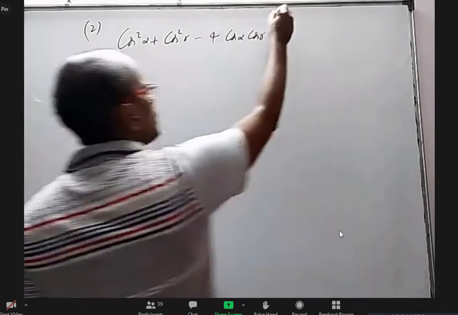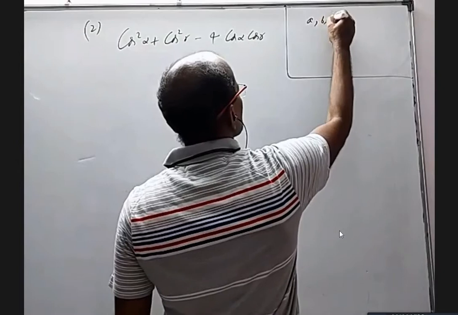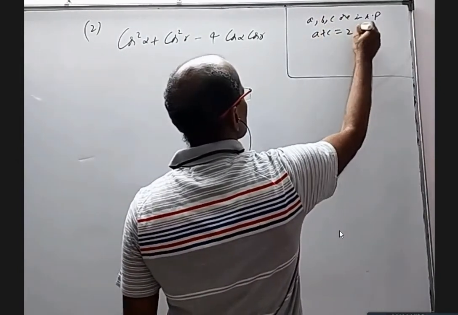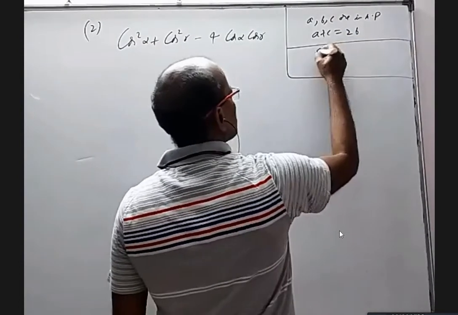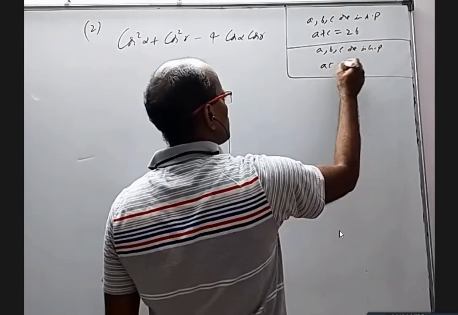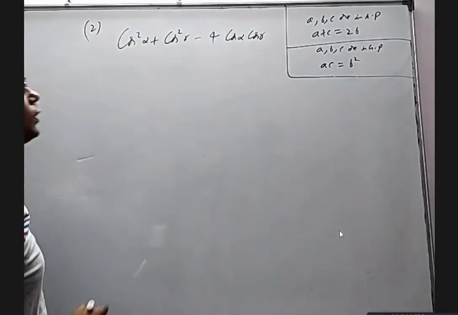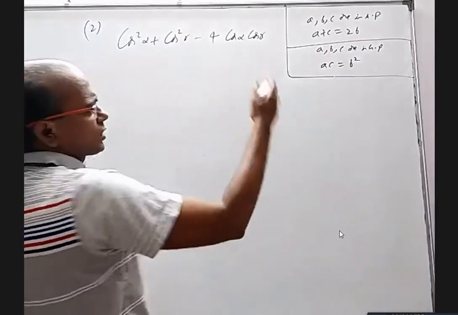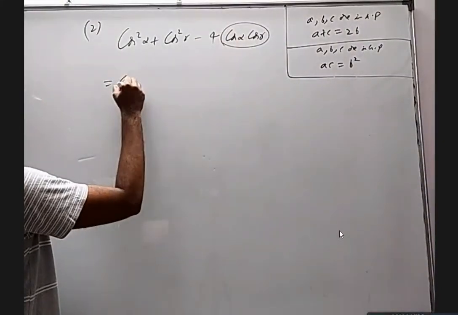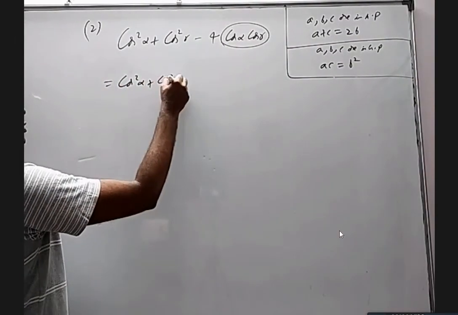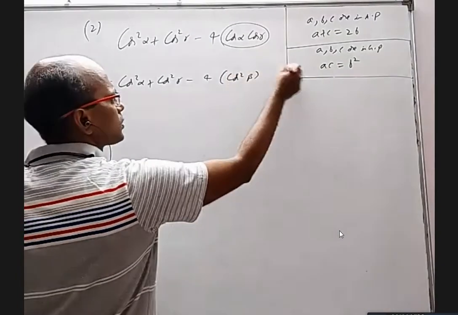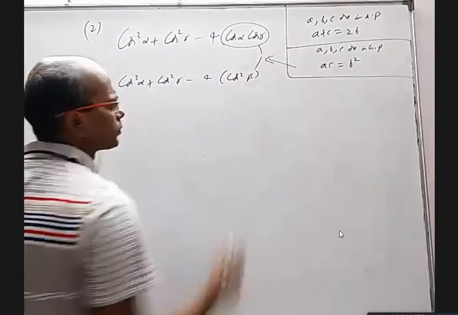We know when A, B, C are in AP, 2B equals A plus C. When A, B, C are in GP, B square equals AC, so B is equal to root over AC. Because cos alpha, cos beta, cos gamma are in GP, I am able to write this as cos square beta. Cos square alpha plus cos square gamma, and this is going to be cos square beta based on this GP condition.